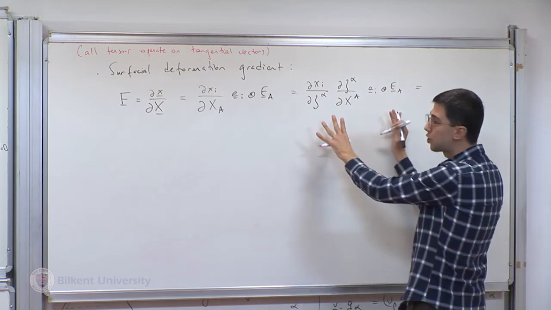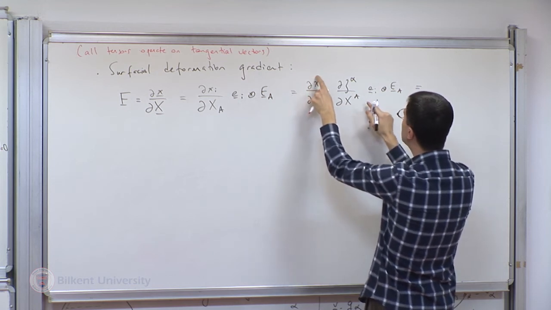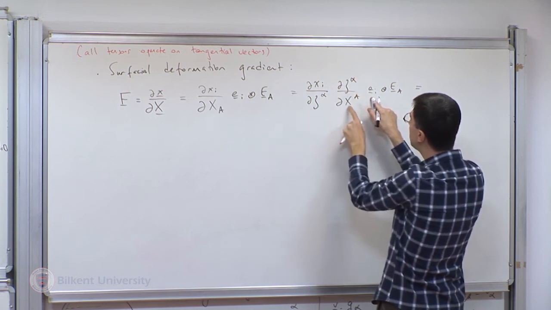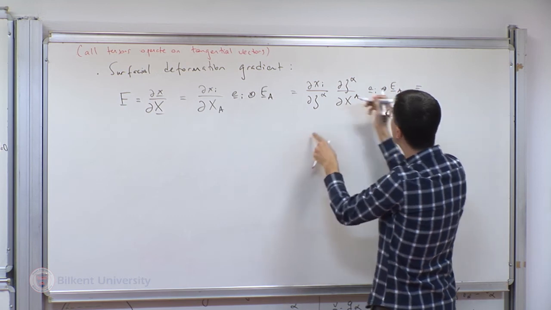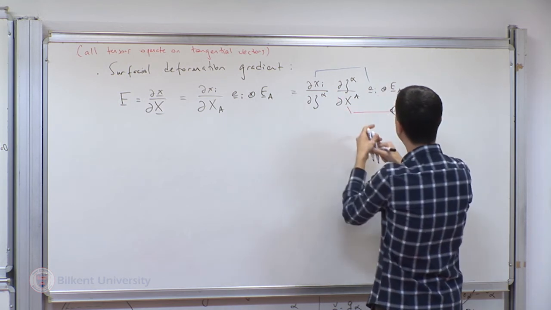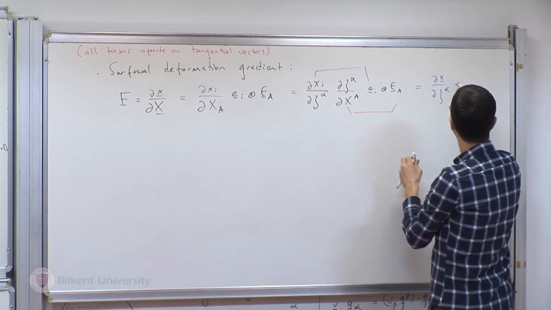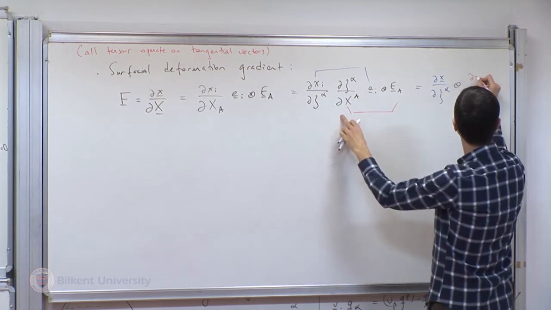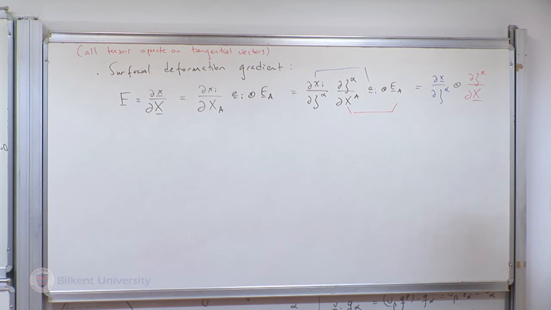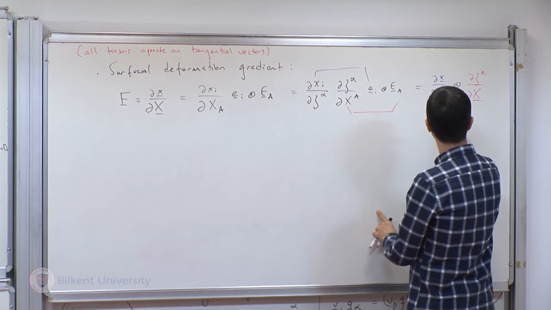And now when I look at the structure, I see the derivative of a vector with respect to xi alpha, where the vector is xi ei, and the derivative of the parametric coordinate with respect to the components of a vector, where the vector is xa ea. So in other words, I can combine these two, and I can combine these two. The first one into del x over del xi alpha, and the second one into del xi alpha over del capital X. And this is nothing but g alpha.